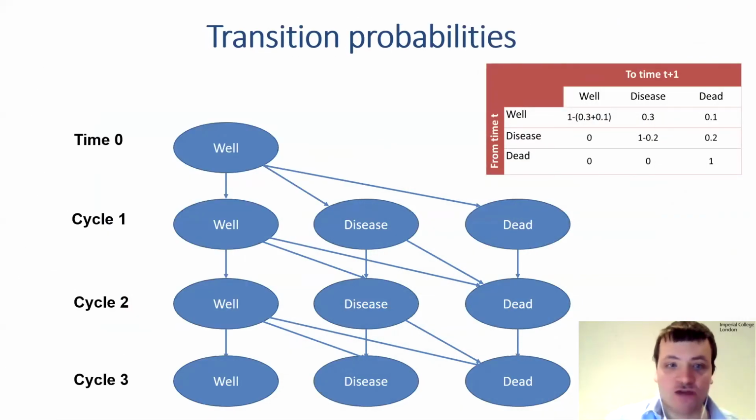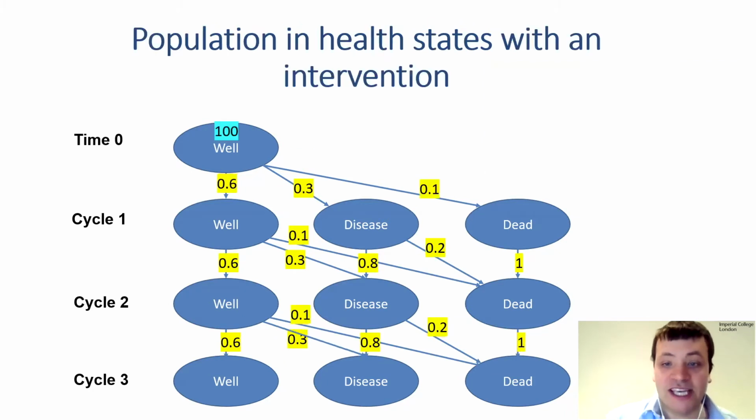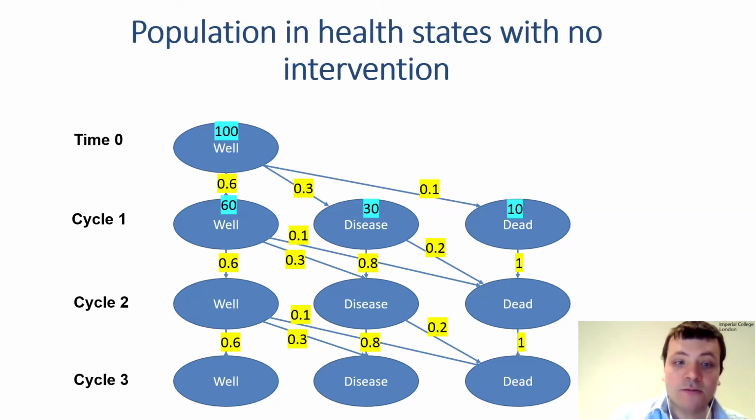So if we add these transition probabilities into the figure, we can see what it looks like. So we can see now, if we had 100 people starting in the well state, how they would move through these different compartments. So in the next cycle, 60 would remain in the well state, 30 would move into the disease state, and 10 would move into the dead state, based on those transition probabilities. And then the next cycle, and so on. So in this example, we have 45 people in the disease state by the end of cycle 3.